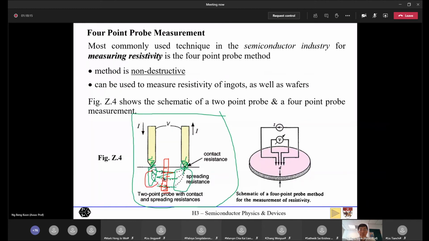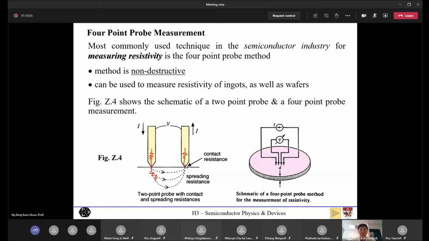Now this part here, you have the carriers essentially moving with different distances. And obviously you would know that the one that goes through a longer distance will experience larger resistance compared to the ones that go through the short distance. So overall, the resistive effect here will be high. So the bottom line is that, in this measurement approach, you get this contact resistance, and you get a spreading resistance.